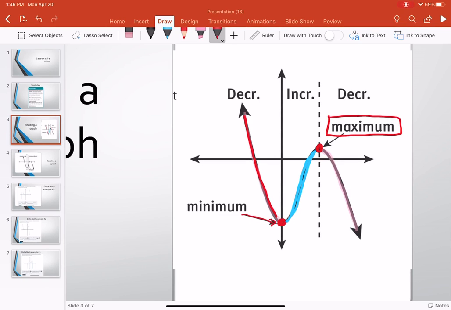We're going to go over this more when we do our Delta Math assignment. So this is a minimum. It's kind of like the bottom of the valley. This is the bottom of the valley. This is the top of the mountain, right? Is the max.